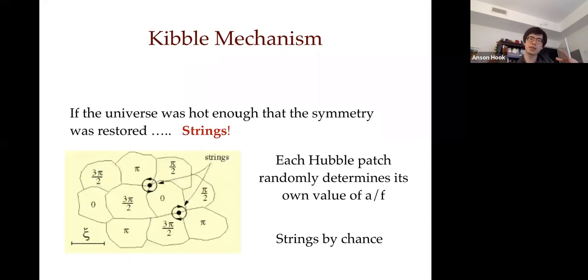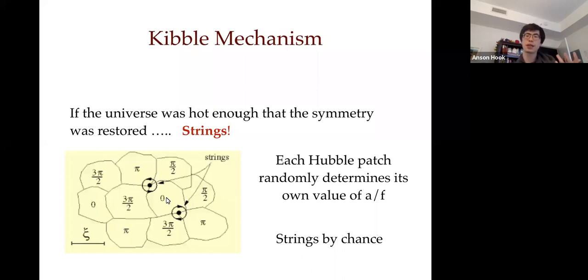Because what happens is as the universe cools down, each Hubble patch, or really each correlated region of the correlation length of your system, randomly determines its own value of a/f. Because you're originally sitting at the origin, there's no preference for any angular direction at all. And so when you cool it down, it just randomly chooses a value, and disconnected regions choose different values. So for example, you might get 0, pi/2, pi, 3pi/2, 0, 3pi/2, 0, etc.